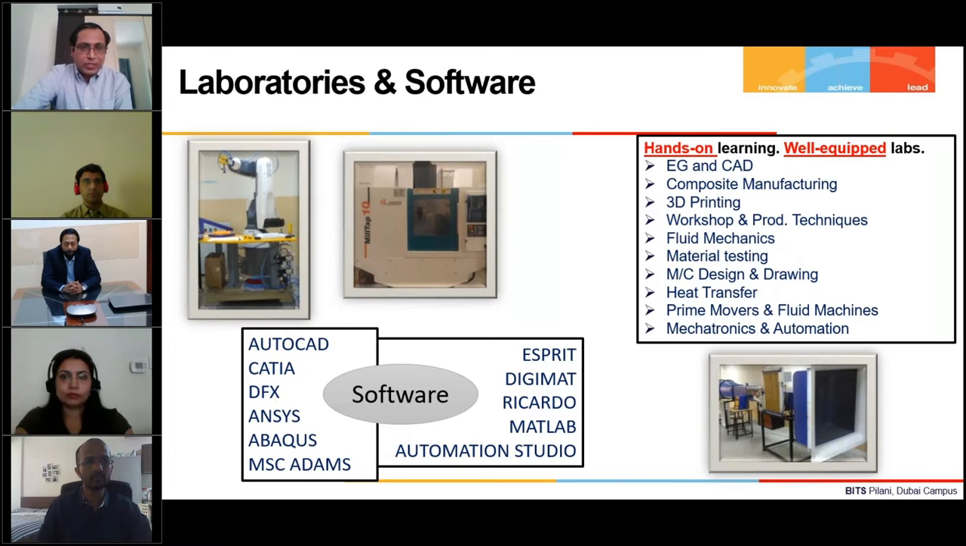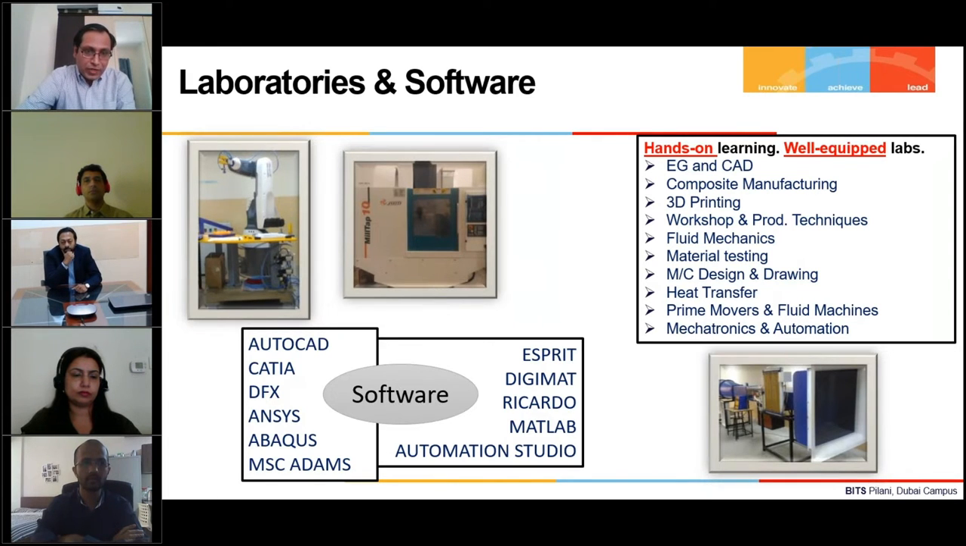To augment this learning process, we also have several software packages. AutoCAD and CATIA are plotting and assembly software. DFX is a product design software. ANSYS and Abaqus are structural and fluid simulation software, though Abaqus is exclusively structural. ADAMS is a kinematics and dynamics software.